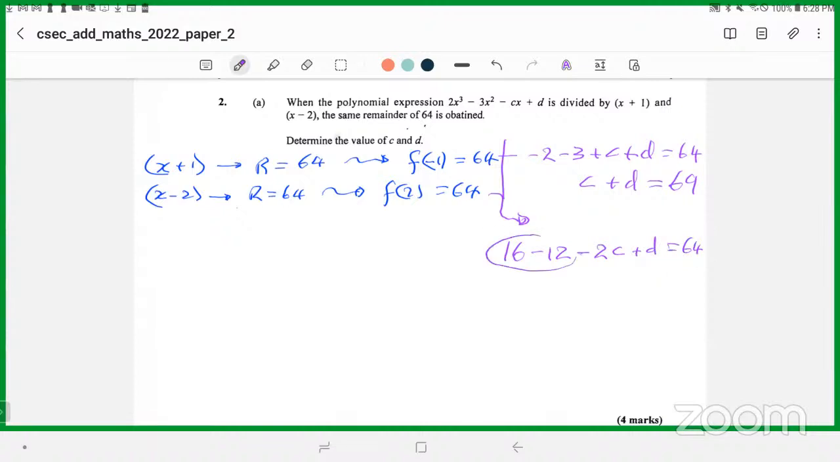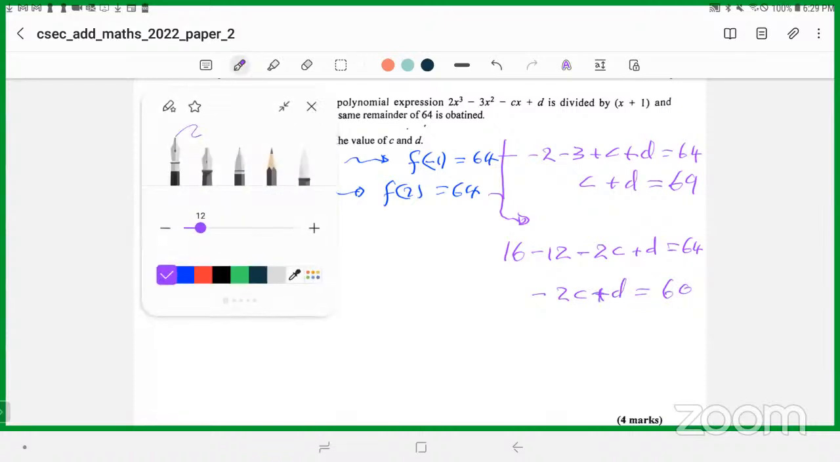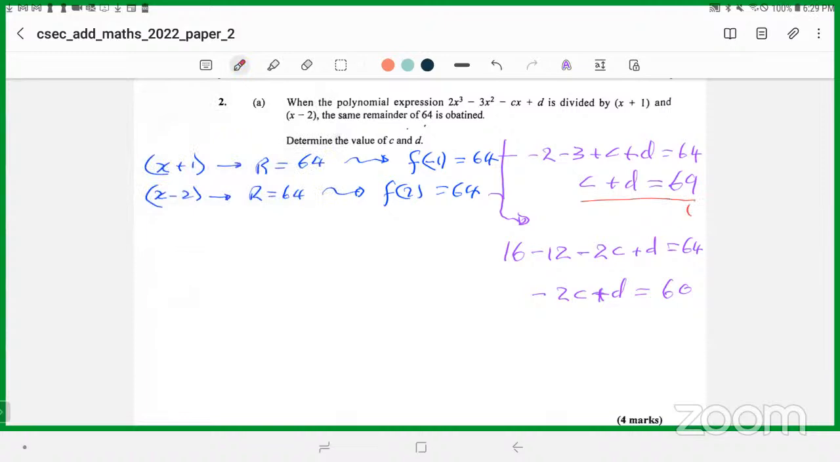Now this and this gives me 4. And the 4 transposes to that side to subtract from 64 and make it 60. So I end up with a second equation that is negative 2c plus d equals 60. So these are my two equations, equation 1 and equation 2. And I'm solving them simultaneously.